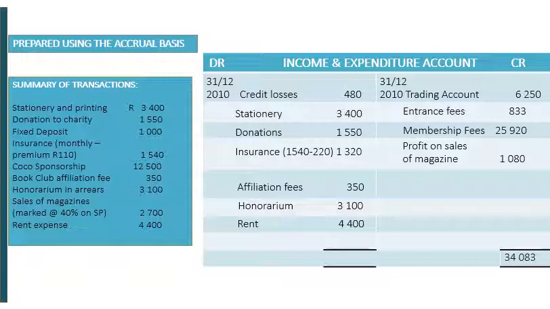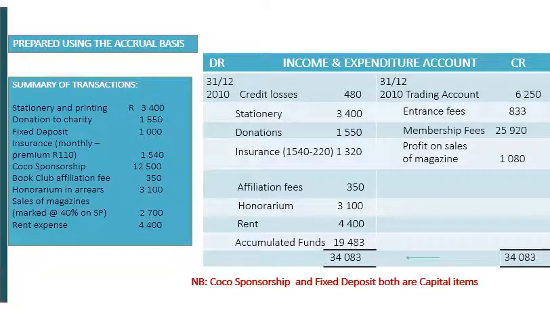Balance the income and expenditure by calculating the surplus, which will be shown in this account as accumulated fund account. You will realize that in this account, we didn't include COCO sponsorship because it's not an operational item, it's a capital fund item.